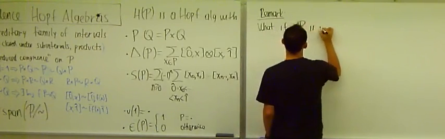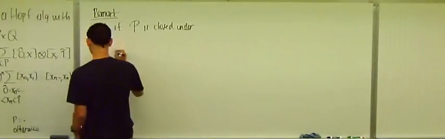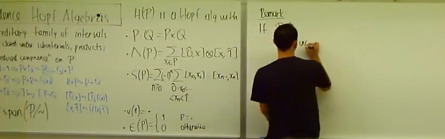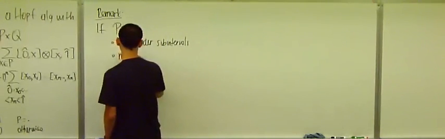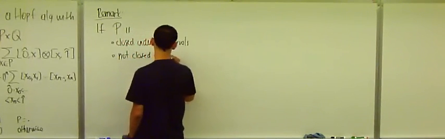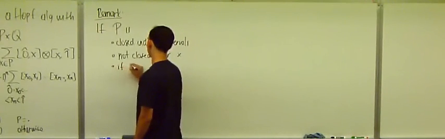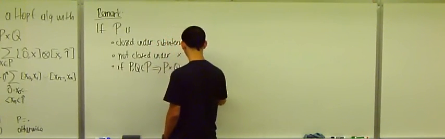What if P is closed under taking subintervals? Instead of phrasing it as a question, let me phrase it as a statement. So if P is closed under taking subintervals, but it is not closed under taking products, and in fact, it's very much not closed under taking products in the sense that if P and Q are in your family, then P times Q is not in your family.